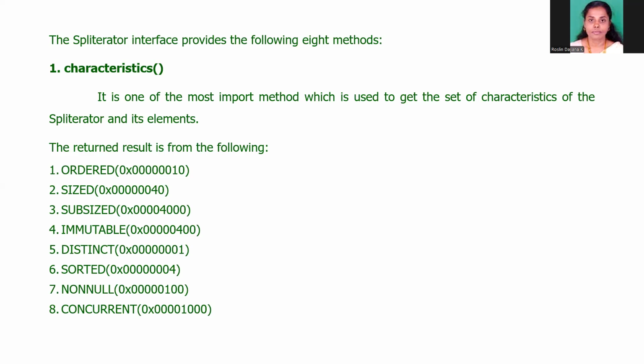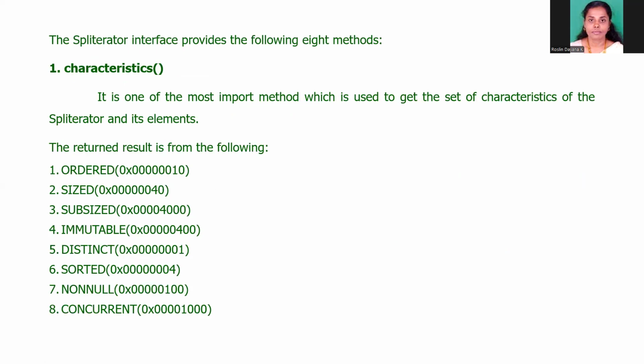The Spliterator interface provides 8 methods. First one is characteristics. It is one of the most important methods, used to get the set of characteristics of the spliterator elements. So what type of elements are there? How they are ordered, sized, subsized, immutable, distinct, sorted, non-null, or concurrent. All these characteristics we can find out with the help of the characteristics method.